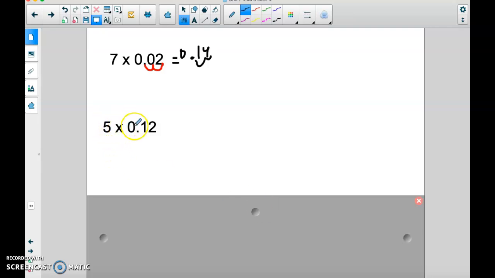So if we have 5 times 0 and 12/100ths, again, same thing I've been doing. I pop out twice here. I want to get rid of the decimal and just make it whole numbers. So that'll turn it into 5 times 12. And then 5 times 12 is 60. But I made 2 jumps out, so I have to move back 2 place values. And now I've got 0.60, 0 and 60/100ths, or 0 and 6/10ths.